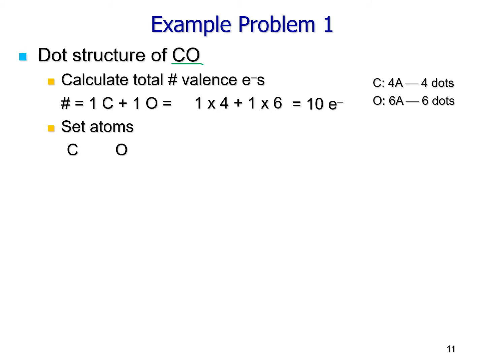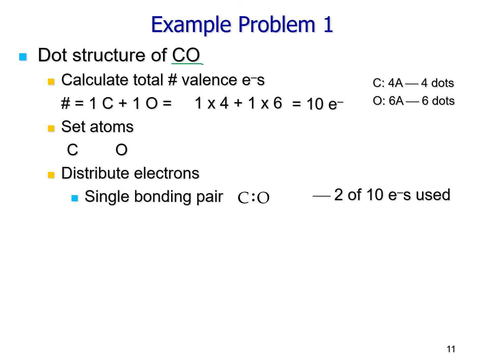Alright, so we set up carbon and oxygen, carbon first, and we distribute the electrons. Remember, single bond for a pair of bonding atoms, we only have one pair, so we gave 2 electrons. So that's 2 of the 10 being used. We still have 8 more.